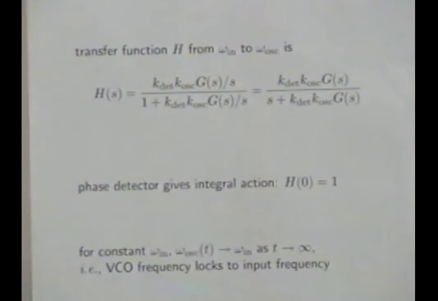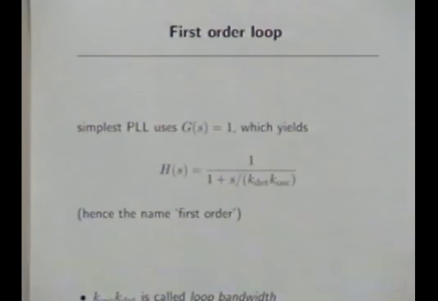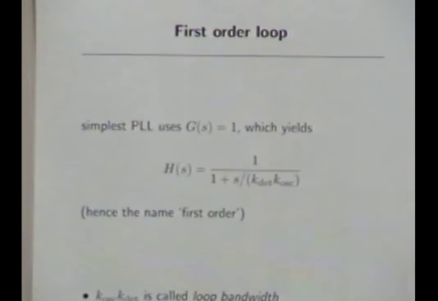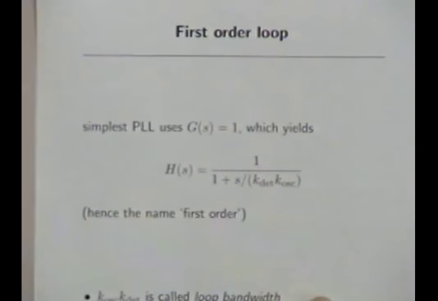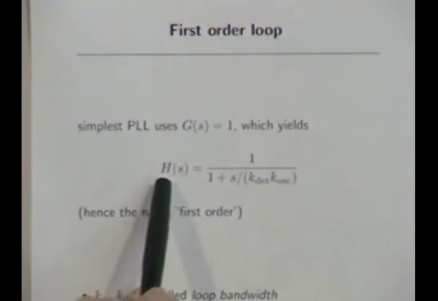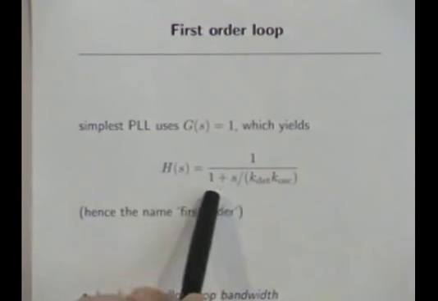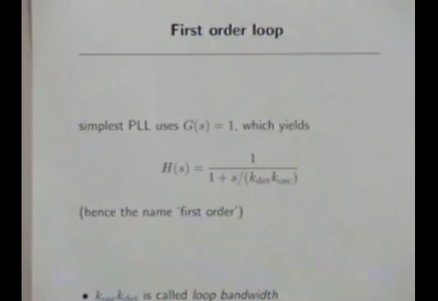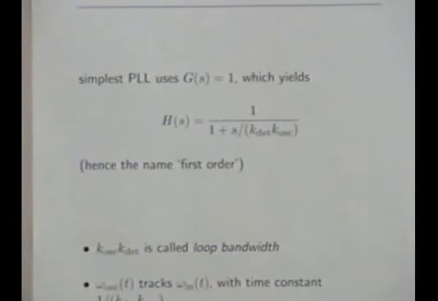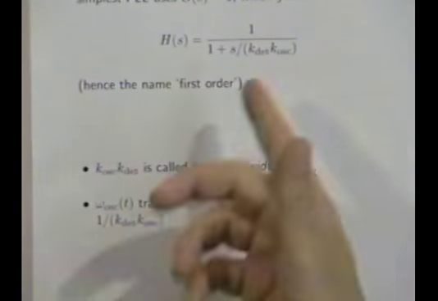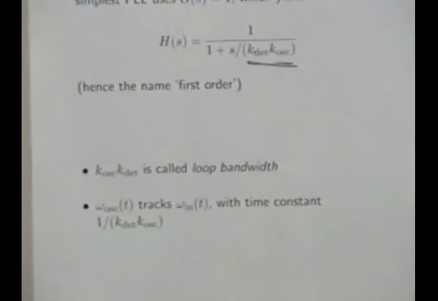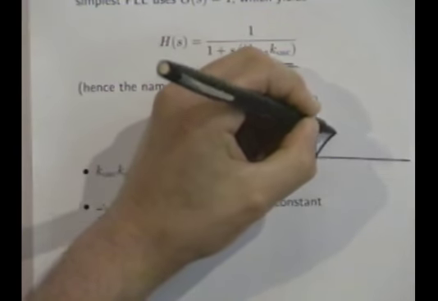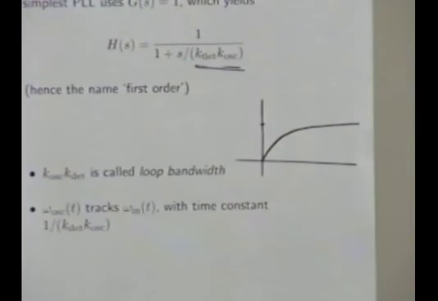So let's look at a couple of examples here. The simplest PLL is called a first order loop, and they just take G of s equals 1. So this box isn't even here. Notice the phase error just gets fed directly into the VCO. And if you do that, you end up with a transfer function from omega in to omega os of 1 over 1 plus s over K det chaos. And this is why it's called a first order loop. And in fact, what you see is that it's a first order system. It's got a bandwidth which is set by K det chaos. And it says, for example, that the step response looks just like it did in 101.